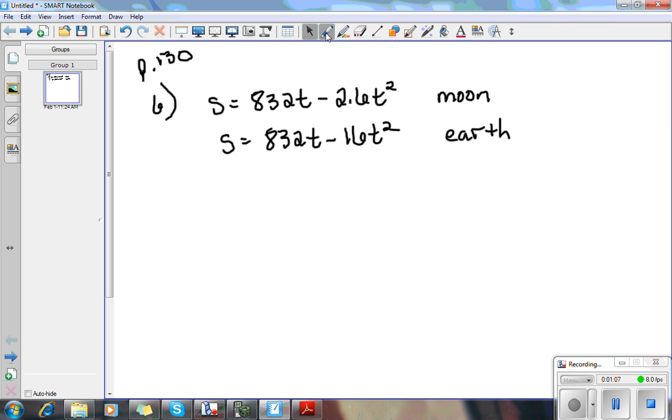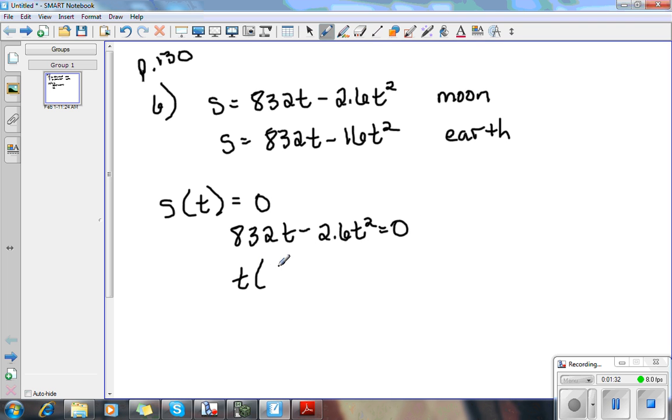Okay, so for this problem, we've got some pretty simple algebra, so let's look at the moon. Since we want to know how long it would take for it to get back down in each case, we want to know when the position is 0. So that's really all the question's asking. So for the moon, we have 832t minus 2.6t squared equals 0.